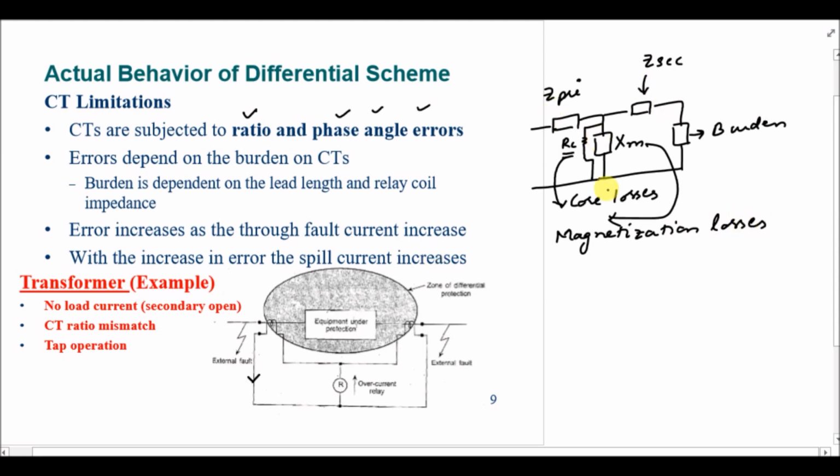So this is a circuit of the CT when the primary of the circuit is referred to the secondary side. Now if a current is passing through the primary winding, then it is divided into two parts at this node. One is I2, which is the secondary current, and the other one is I0, which is the current of the magnetization branch.